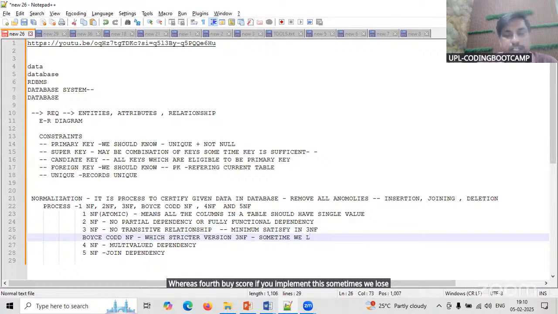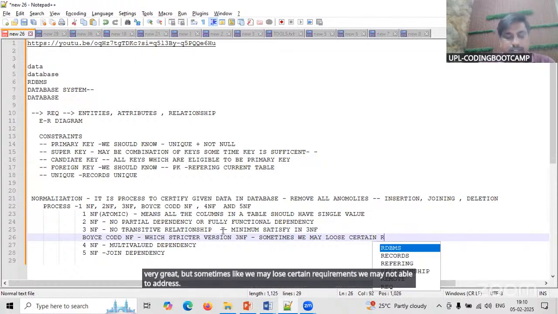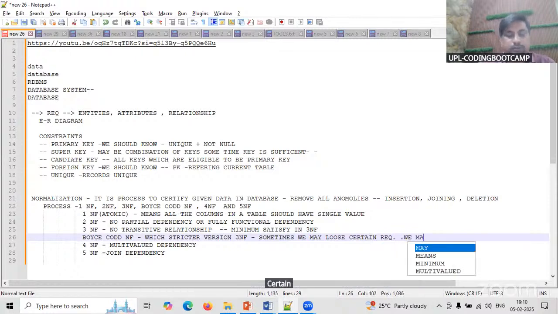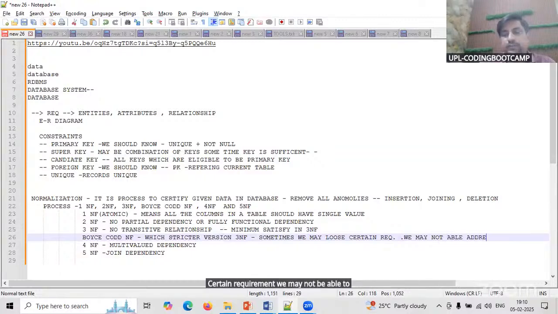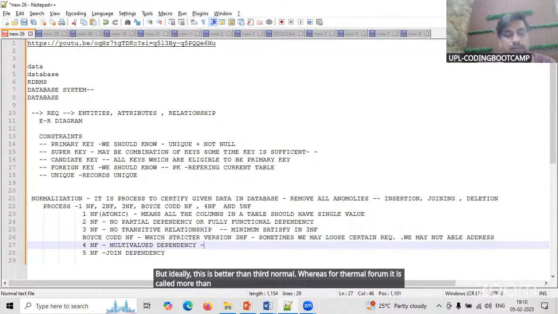Concept wise it is very great, but sometimes we may lose certain requirements. We may not be able to address certain requirements. That is the problem. But ideally, this is better than third normal form. Whereas fourth normal form is about more than one, like multi-valued dependencies. So we will see that.